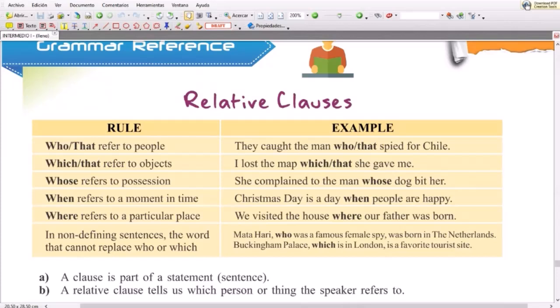Es el comodín. Which refers to objects, okay, not for people. Which for objects, and that too. So that is going to be for people and objects in the same way. Okay. Whose to talk about possession.